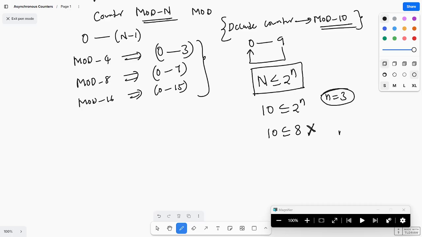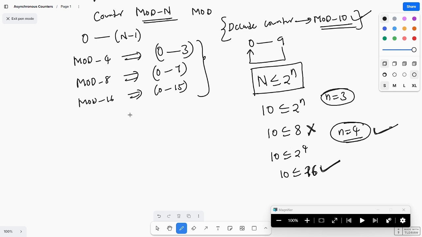Next I will keep n equal to 4. That means 10 is less than or equal to 2 power 4, which is 16. Now this condition is satisfied. 10 is less than or equal to 16 means, how many minimum flip-flops are required to design a mod 10 counter or decade counter? I require 4 flip-flops.